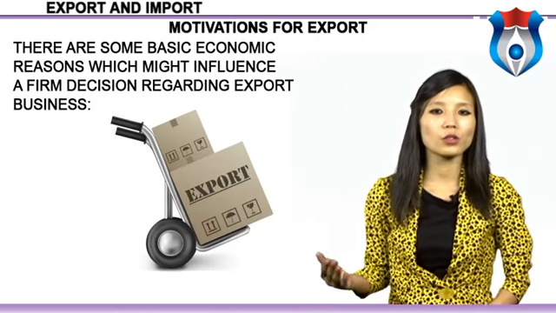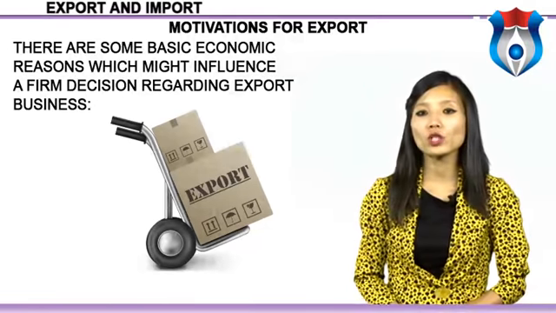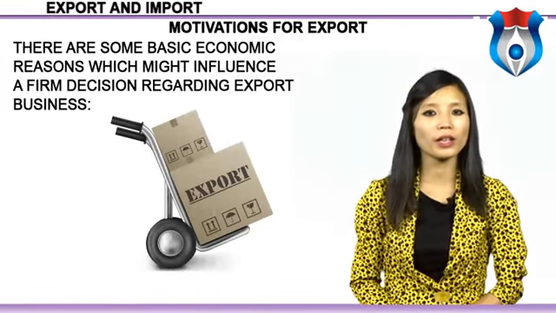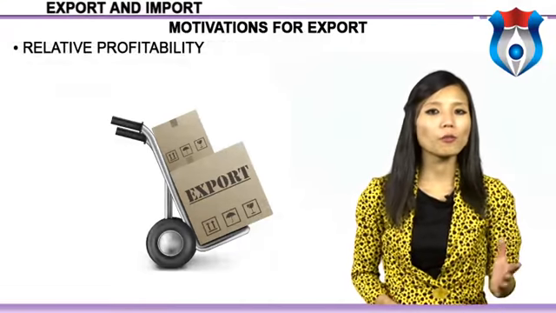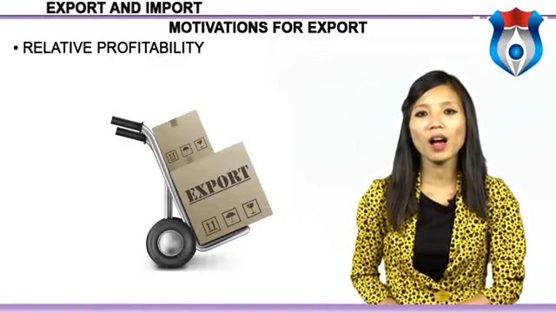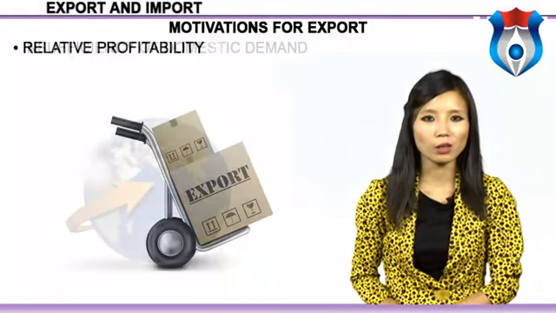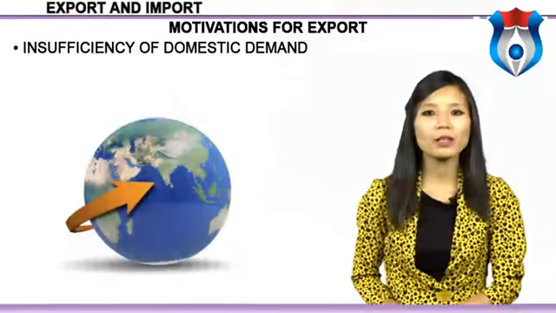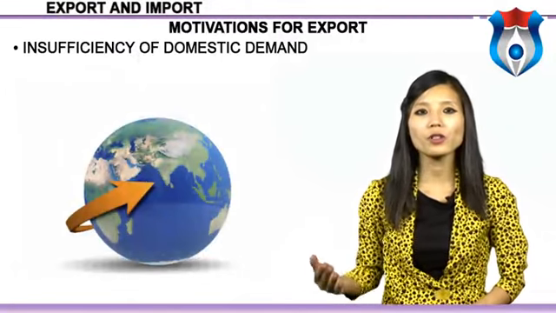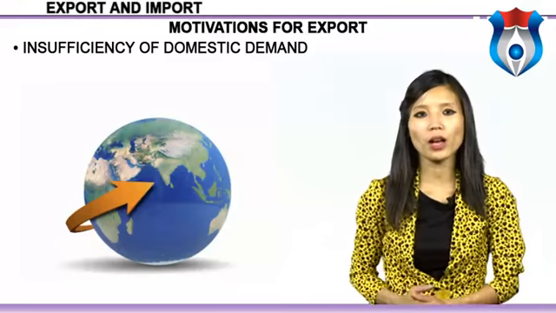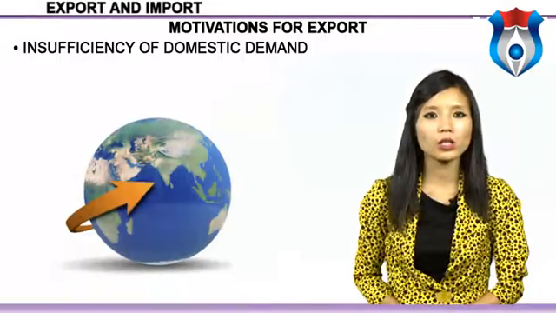Let us now discuss the motivations for export. There are some basic economic reasons which might influence a firm's decision regarding export business. Relative profitability: the rate of profit to be earned from export business may be higher than the corresponding rate on domestic sales. Insufficiency of domestic demand: the level of domestic demand may not be sufficient for utilizing the installed capacity in full. Export business offers a suitable mechanism for utilizing the unused capacity. This will reduce costs and improve the overall profitability of the firm.